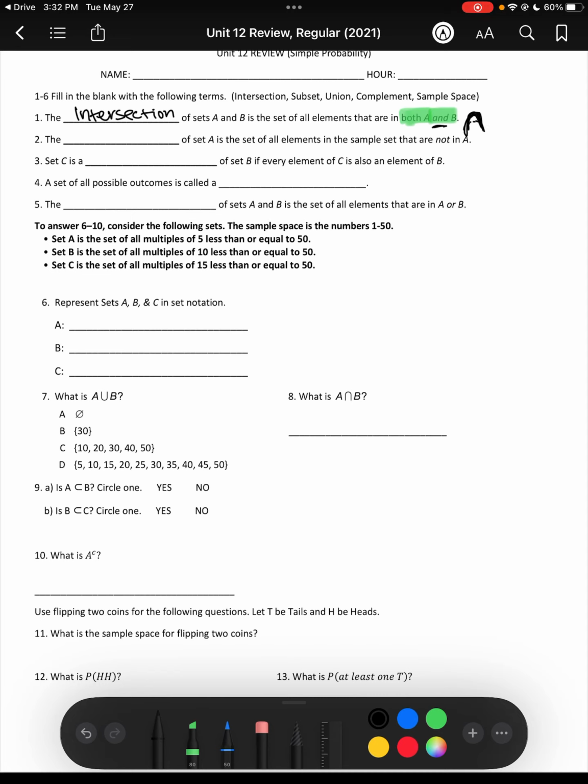So our next term is a term that means set A is the set of all elements in the sample set that are not in A. So our key word here is not. Not is going to be complement, and our symbol for this is C. So if we're talking about set A and we want the things not in set A, we're going to say A to the power of C. If I was talking about set B, I would say B complement for what are the things not in B.